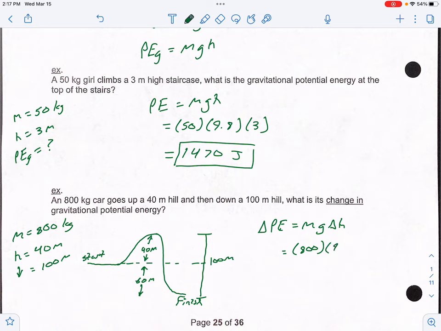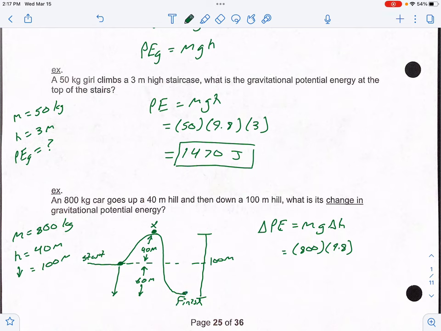My gravity is still 9.8. And my height is, I started here, that's basically like my 0, and I went down 60 meters. All I care about is what my energy was compared to where I started and where I ended. I'm not looking at where I was up at the top of the hill, because ultimately it's where you end versus where you start.